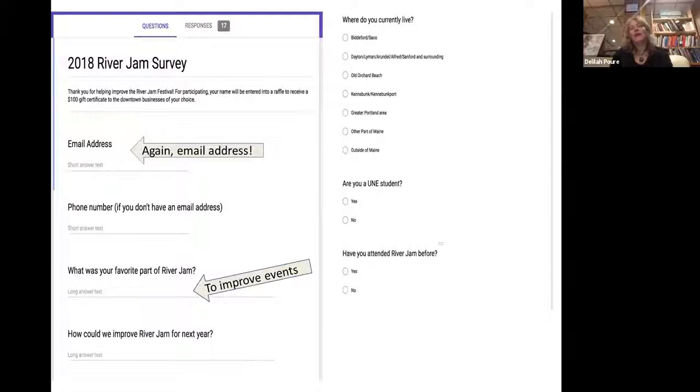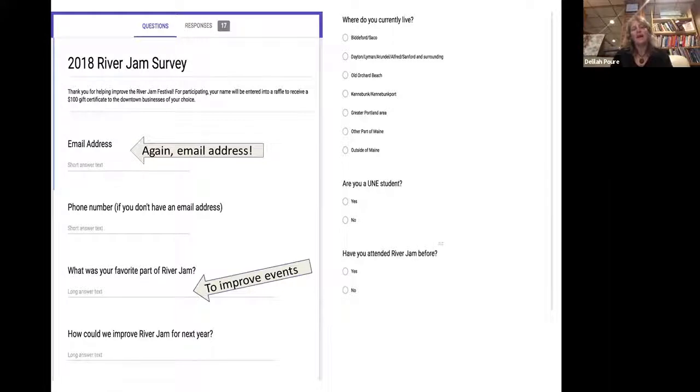With our River Jam, we have again supplied paper surveys, as well as sometimes a QR code, or we just tell people to go to the about page of riverjamfest.com, and there's a link there again to a Google form. At this point, there were 17 respondents when I printed this out, but we definitely had more than that. Again, we always ask for the email because we'd like to add them to our newsletter. It's great to ask them what their favorite part of River Jam was. That helps us improve events.